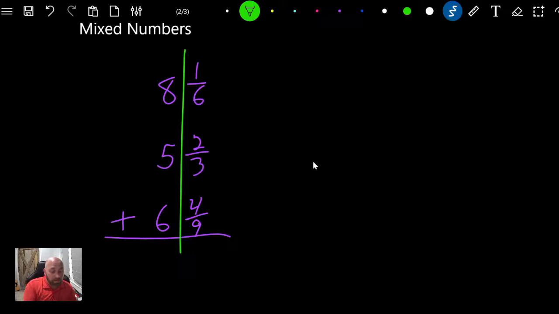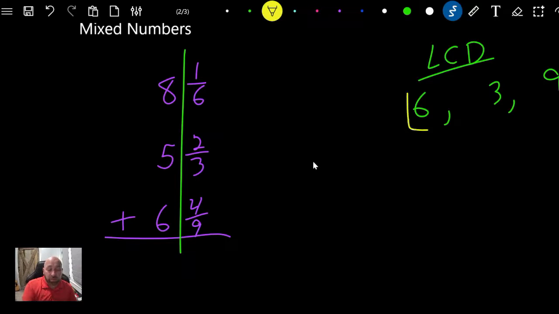So what we have to do is find our LCD before we can go any farther. So we're finding the LCD of 6, 3, and 9. Okay. So what we do is we prime factor these. 2 goes into 6 3 times. 3 is already prime. This one is 3 and 3.